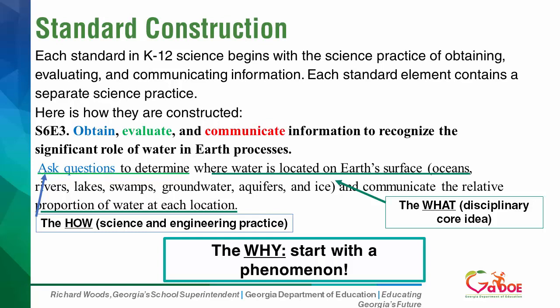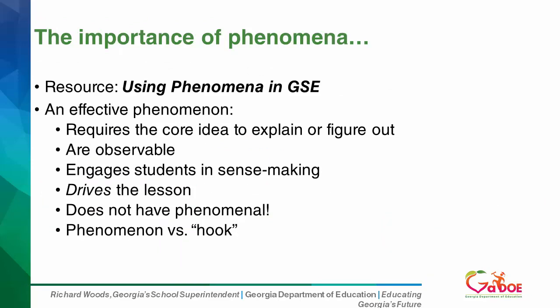Let's dig a little deeper into that. Now, throughout this video, you'll see resources on the slides. These are all going to be linked in the document that's attached with this video. So a phenomenon is important, and here are some things that make a phenomenon effective. First off, an effective phenomenon has to require the core idea for a student to explain or figure out. In other words, as they work to solve or figure out that phenomenon, they're developing those core idea understandings. A phenomenon is observable. It's engaging. It drives the lesson. But at the same time, a phenomenon does not have to be phenomenal. In other words, we don't have to have these things that are way off the top and extravagant for it to be considered a phenomenon.